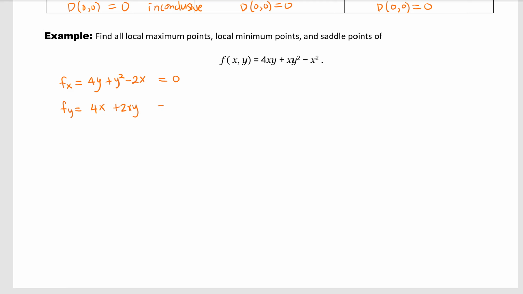We want to set them equal to 0. So we have a system of two equations, but they're not linear. So how do we solve this kind of system? We look at the pattern of each equation. The second equation looks simpler, so let's look at it. You see, we can factor out 2x, and then we have 2 plus y equals 0. That means either x is 0 or y equals minus 2.